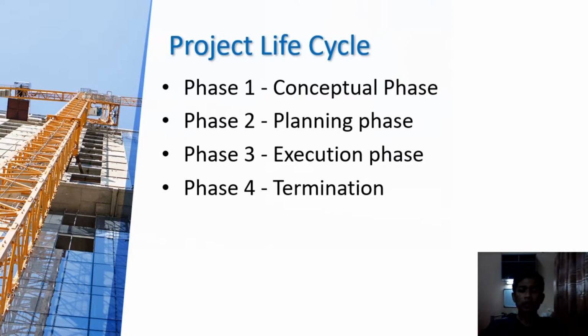Once the scope of the project is clearly explained and defined, thorough engineering design will provide the blueprint for construction, and the definitive cost estimate will provide the baseline for cost control. A standard construction project in general has the following four major life cycle phases. Phase 1 is the conceptual phase, phase 2 is the planning phase, phase 3 is the execution phase, and phase 4 is termination.